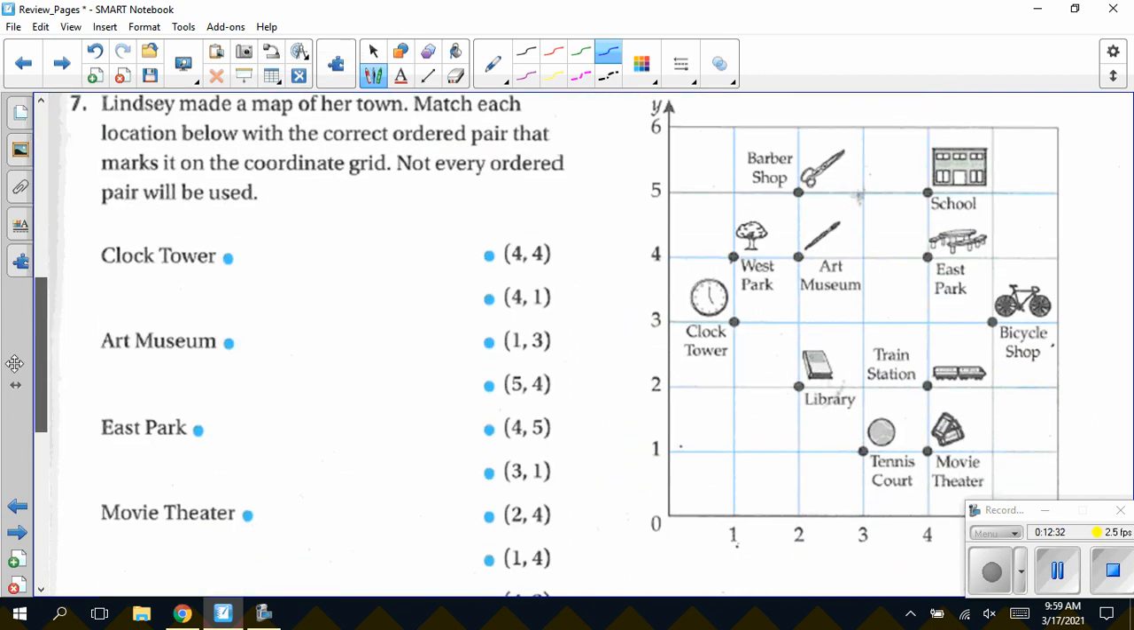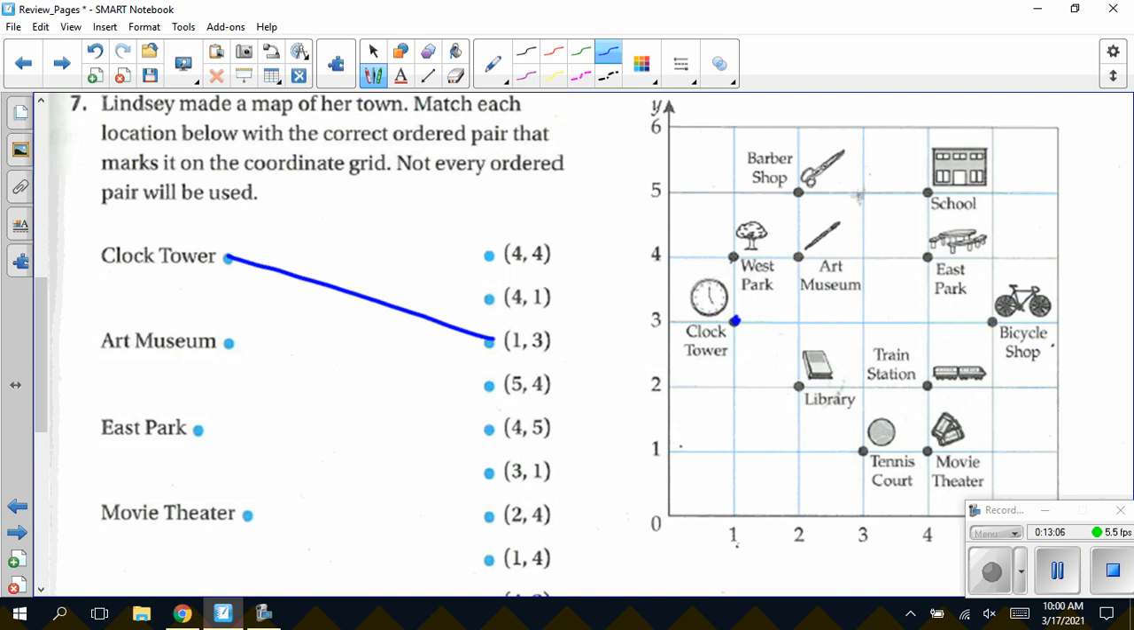Moving on to question number 7. It says Lindsay made a map of her town. Match each location below with the correct ordered pair that marks it on the coordinate grid. Not every ordered pair will be used. So for the clock tower, I'm just going to start at the top and I'm going to move down. The clock tower, which is located right here, from the origin I move 1 to the right and then I move 3 up. So my ordered pair is 1, 3. So I'm going to match the clock tower with the ordered pair 1, 3.